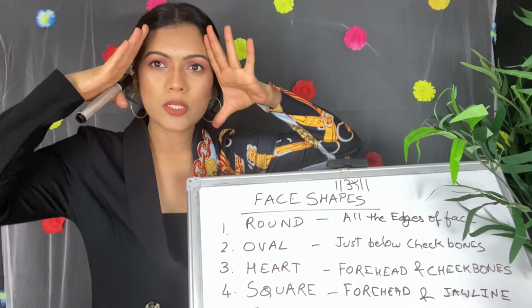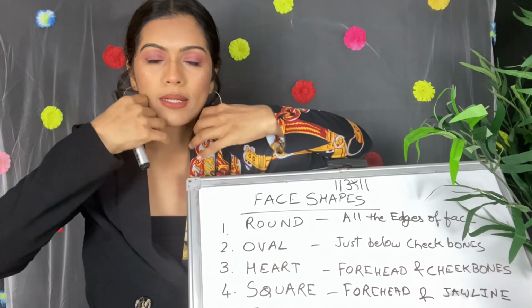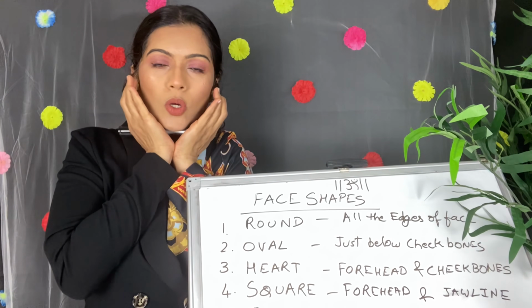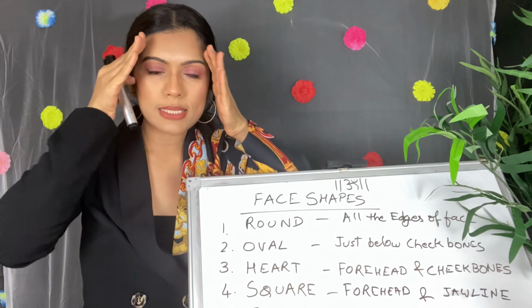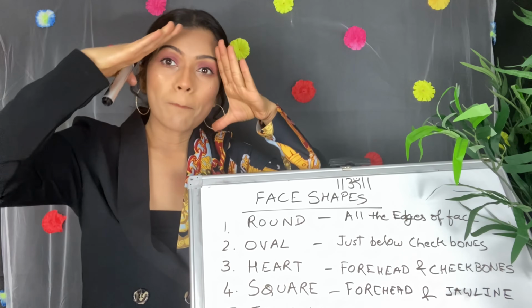So what happens is, this upper part is a little bit narrow, and your chin part, this jawline part, is a little bit broad. So if you feel your jawline part is a little bit broad and this is a little bit narrow, that means you are a triangle, okay, or a pear shape.